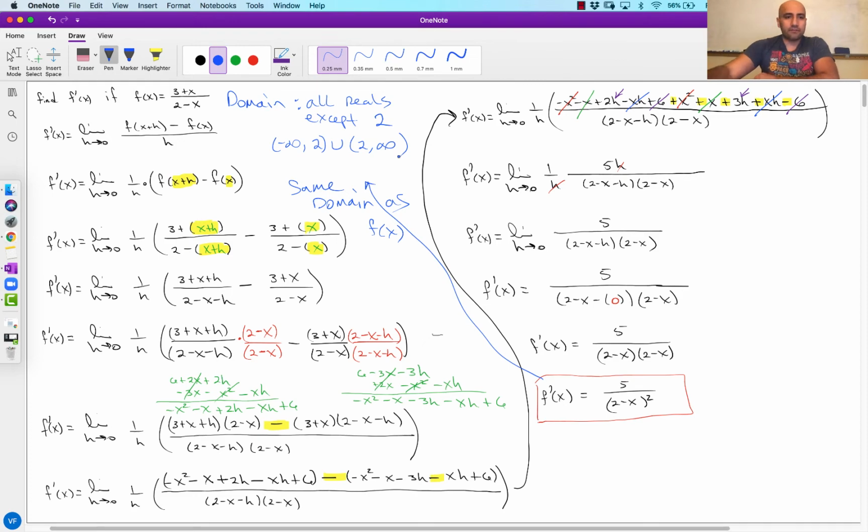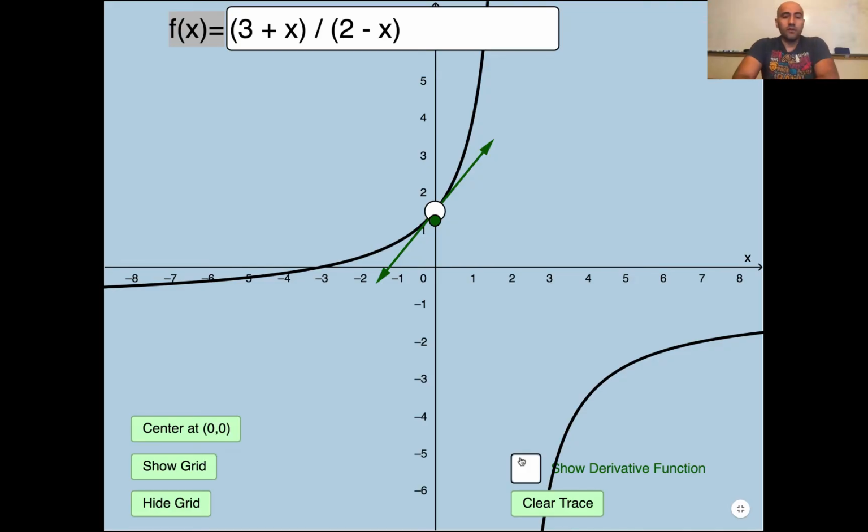Okay, let's graph it. So back to this applet. Here is our original function, f of x equals 3 plus x in the numerator divided by 2 minus x in the denominator. That's this black one here. It doesn't do a very good job, but we know that there's a vertical asymptote right here at x equals 2, right? x equals 2 is not a valid member of the domain of this function.